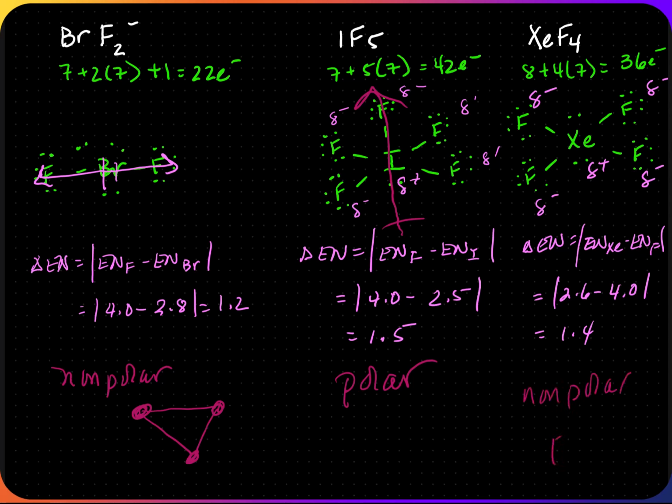The fluorines are in a square, so they cancel each other out. This is square planar. The fluorines are at all opposite ends and they are pulling each other equally. The lone pairs make a line, so we have a lone pair on top and a lone pair on the bottom end, so they cancel each other out. The overall molecule is nonpolar.